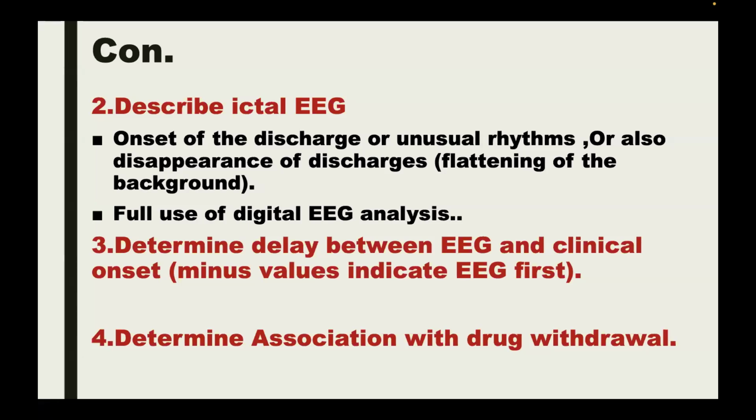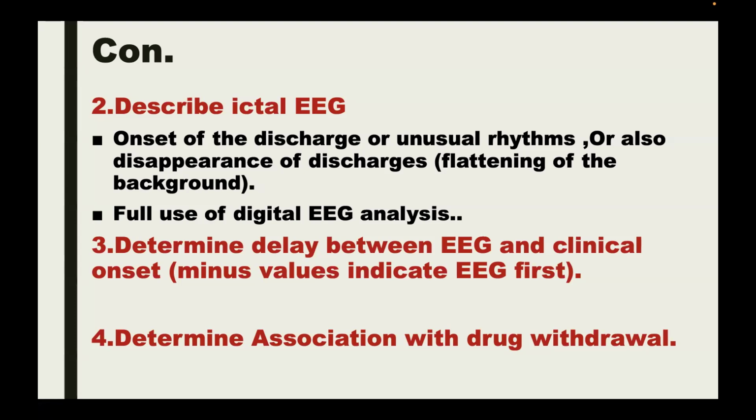Third one, determine the delay between the EEG and clinical onset. So what occurs first? The EEG. This is important for the diagnosis. This is an ictal event that can come from the irritative zone or epileptic zone or not. So we mention it in our record: what occurs first, the EEG changes or the ictal event.